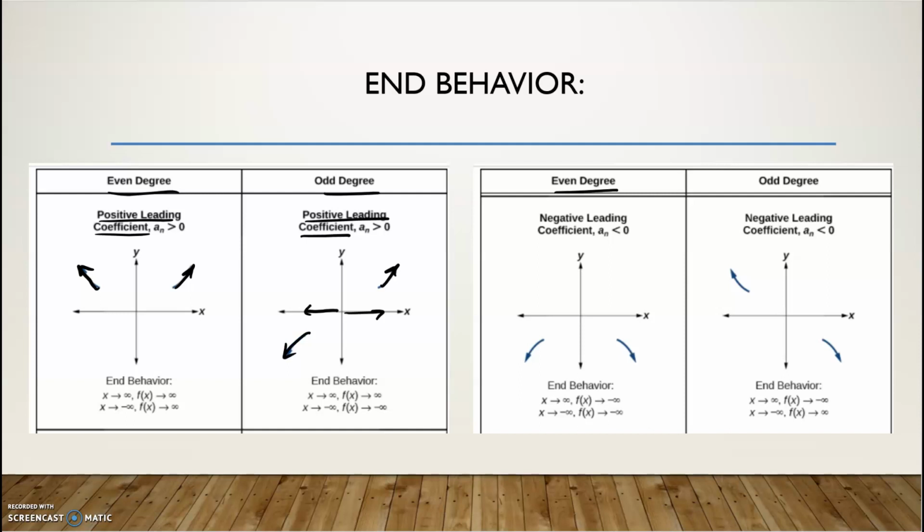If you have an even degree and a negative leading coefficient, then as x goes to negative infinity, your function will go to negative infinity. As x goes to positive infinity, your function will go to negative infinity. If you have an odd degree and a negative leading coefficient, as x goes to negative infinity, your function will go to positive infinity. As x goes to positive infinity, your function will go to negative infinity.